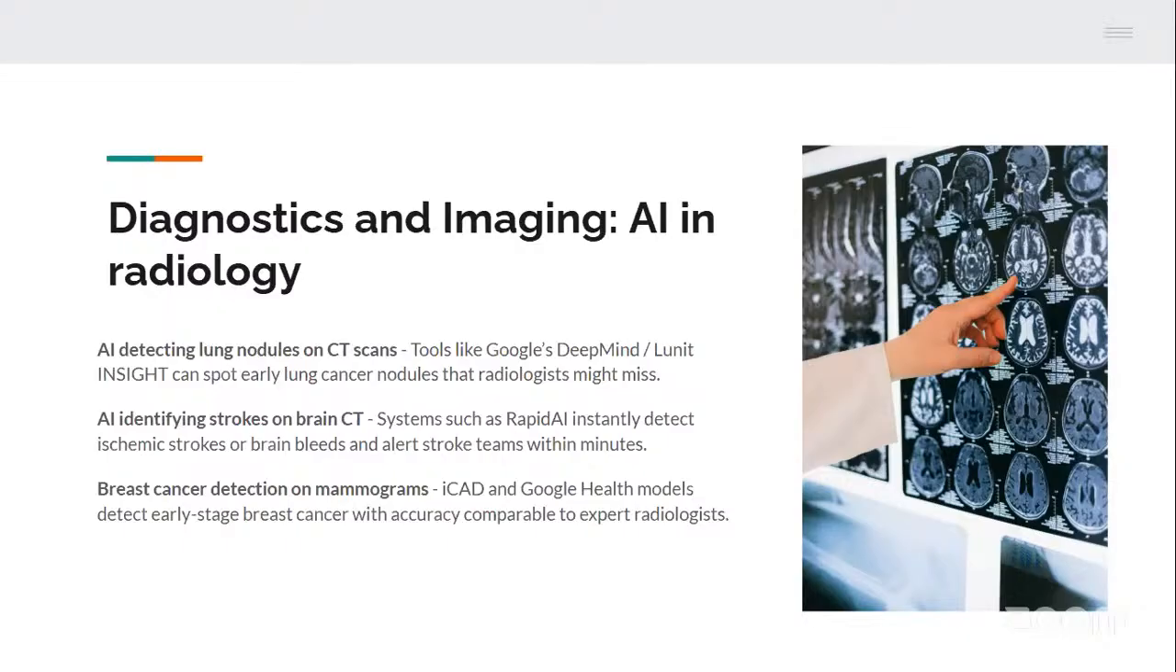So all the mammograms have this. Google has developed iCAD and Google Health models that detect early breast cancer with accuracy comparable to expert radiologists. So this will help to detect the disease early and take faster action. We will see this in the next slides.